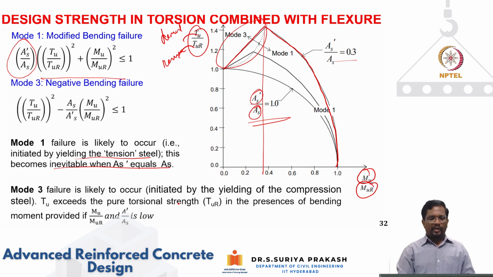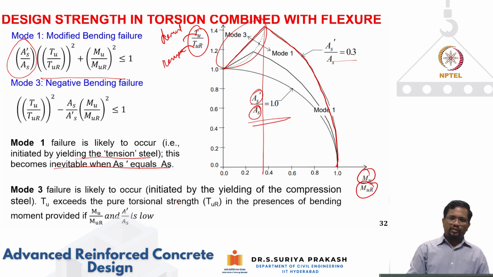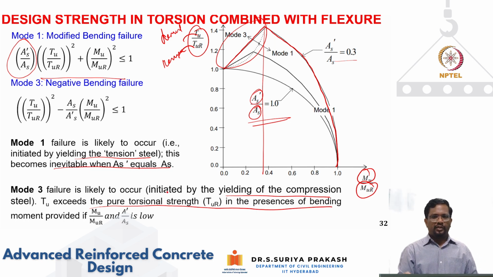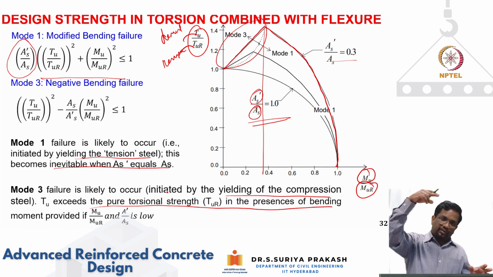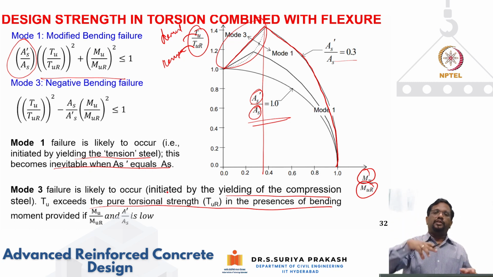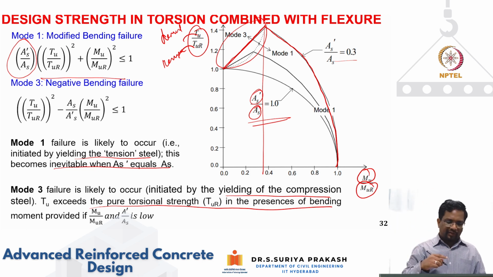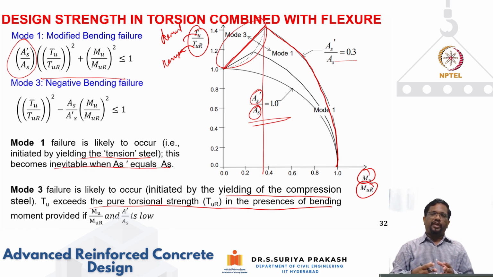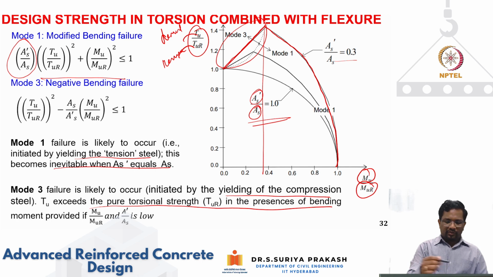Then you can also have a negative bending failure mode that we have talked about, which is mode 3. When your torsion is very high compared to bending, you can have this kind of failure mode. This can occur, initiated by yielding of compression steel, when TU exceeds pure torsion strength in the presence of bending moment. Why is TU exceeding pure torsion strength? Bending is going to create compression at the top that is going to relieve the tension created by torsion. That is the reason your strength is increasing up to a certain limit. Just like in pure axial compression with bending, here the presence of bending will help to an extent to relieve the tension created by torsion. So this is the mode 3 failure.